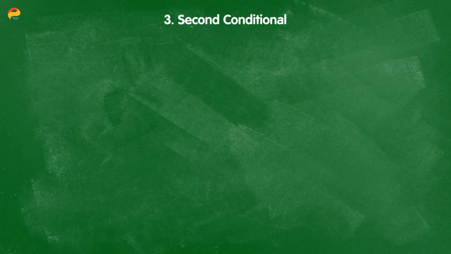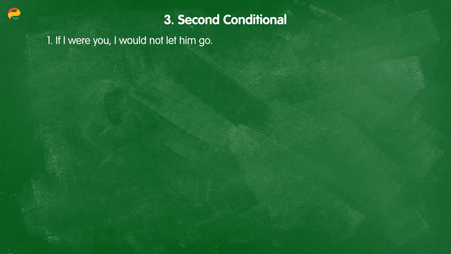So, to recap, the zero and the first conditional are used to express real conditions which will happen in the future or which happen in the present reliably. However, to discuss things that are unreal or untrue in the present, we can use the second conditional. And to make the second conditional, well, first let's look at some examples. Using the second conditional, if I were you, I would not let him go.